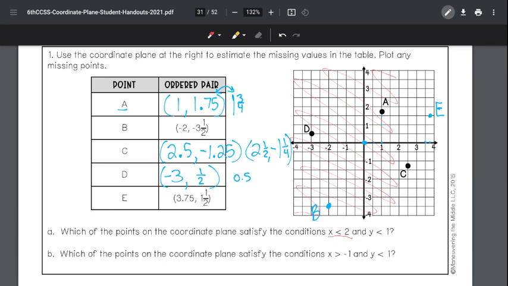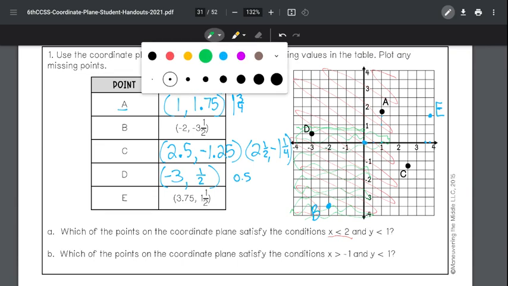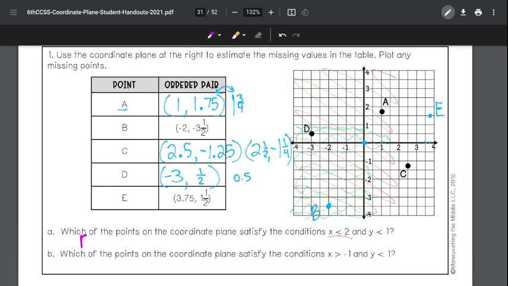But then for y to be less than 1, that means it has to be everything lower than that. So what 2 points do you see on the graph that are in my red and green area? You should see points B and D.